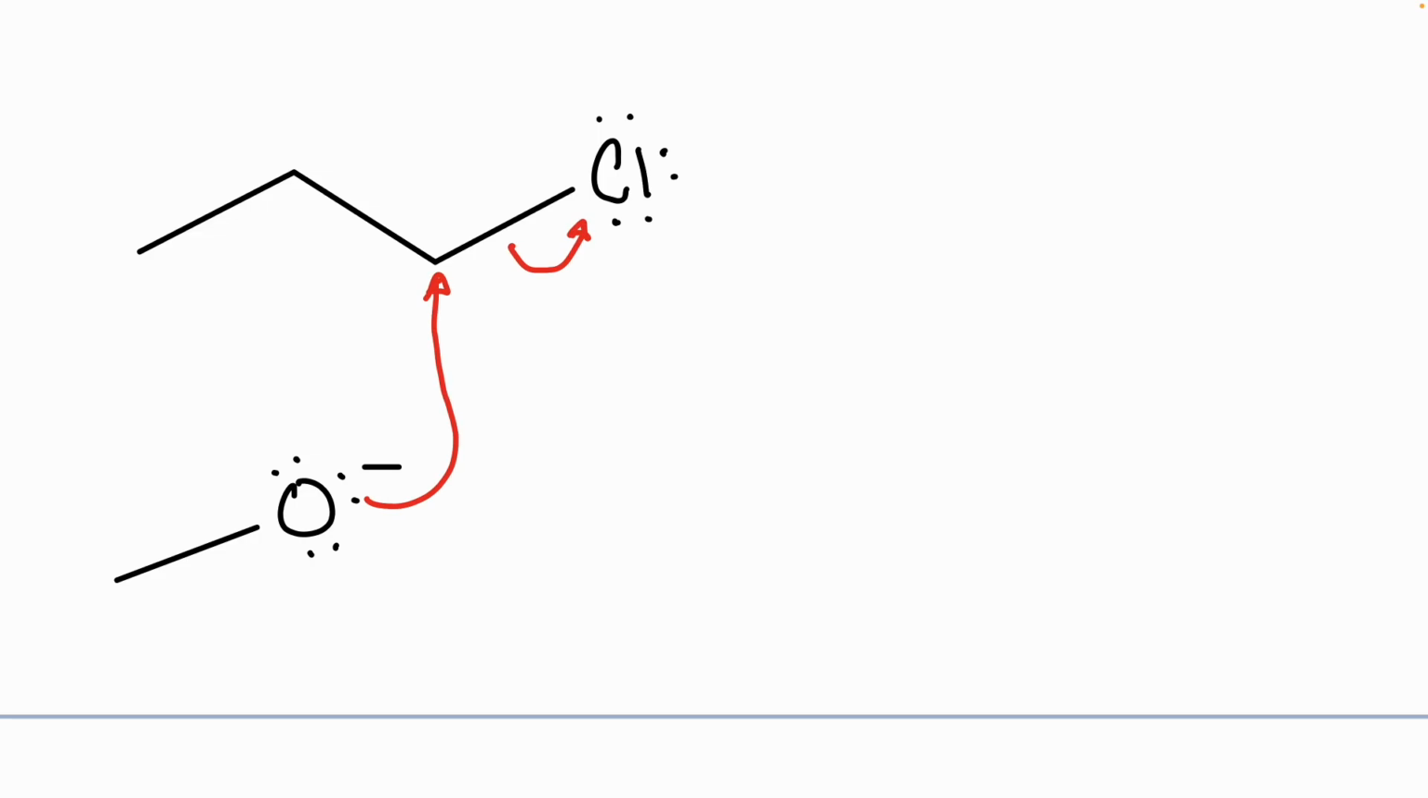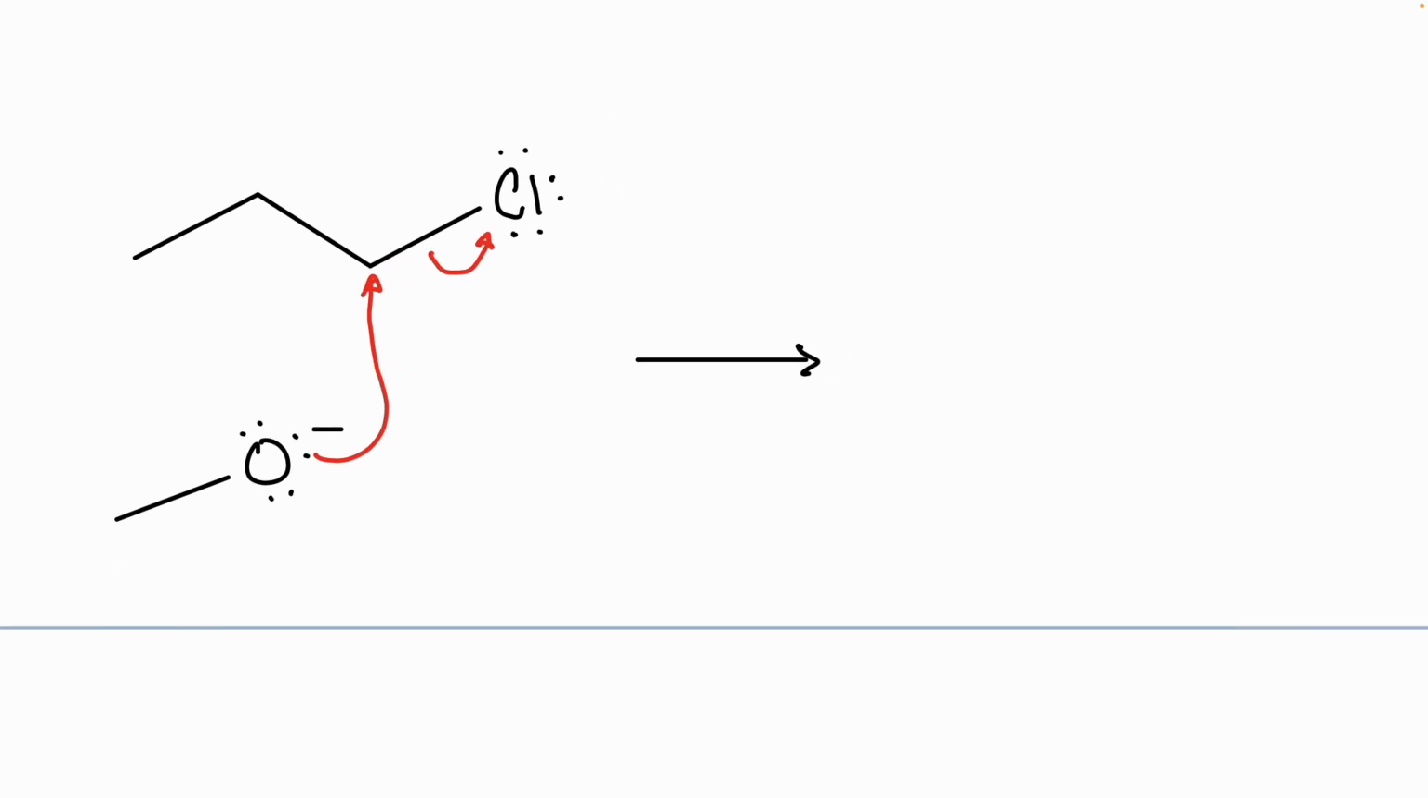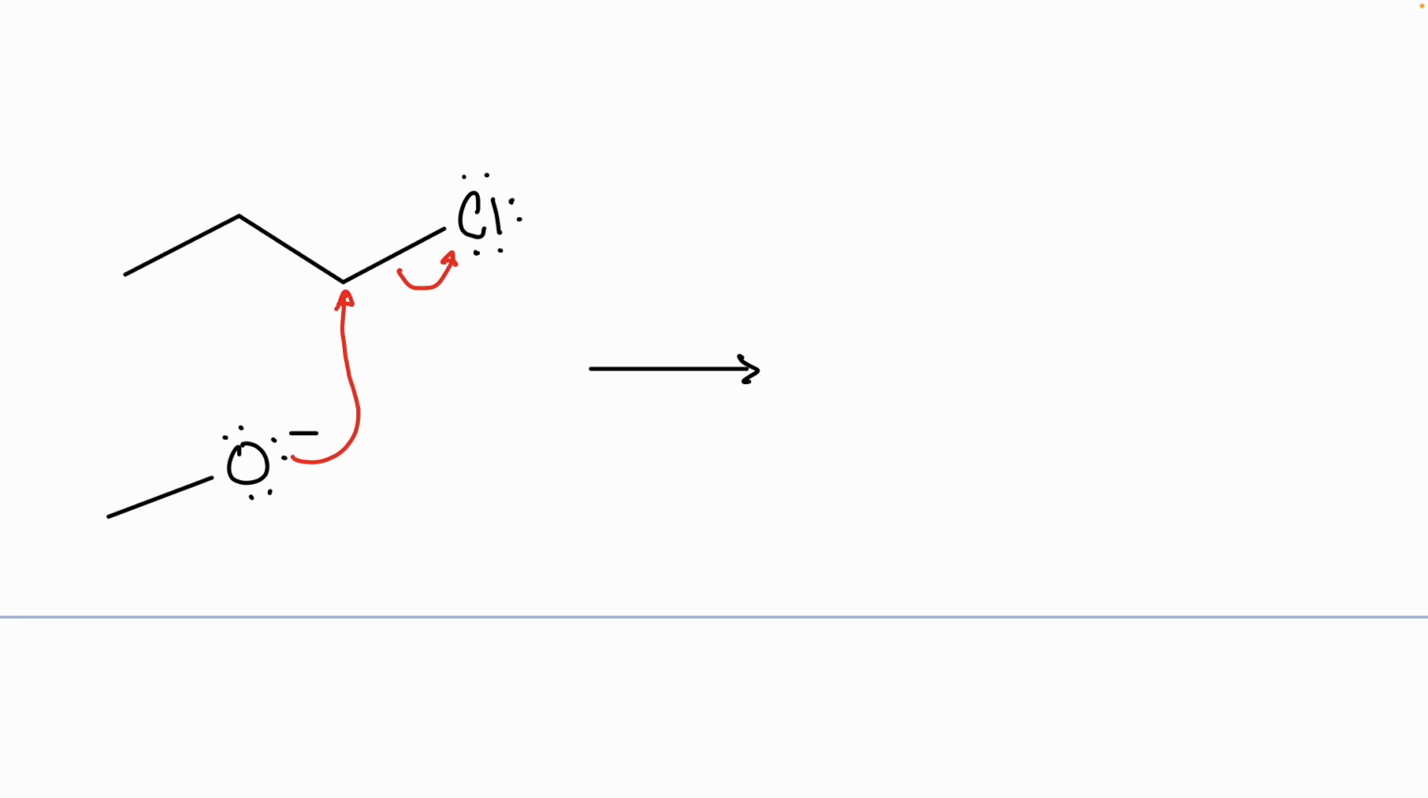Cool. So everybody take a second, categorize, this time I put down these 2 arrows, categorize these 2 arrows as being either bond breaking or bond formation, and then draw me the product of this step in my mechanism.